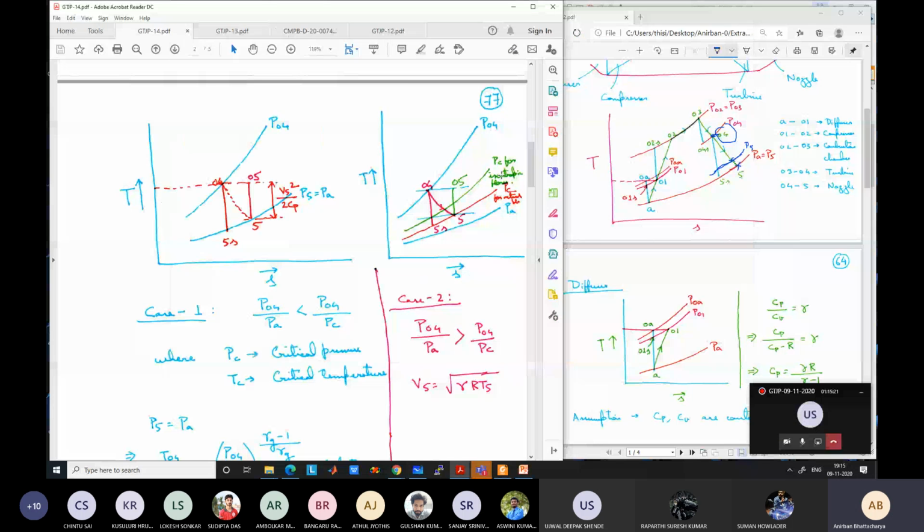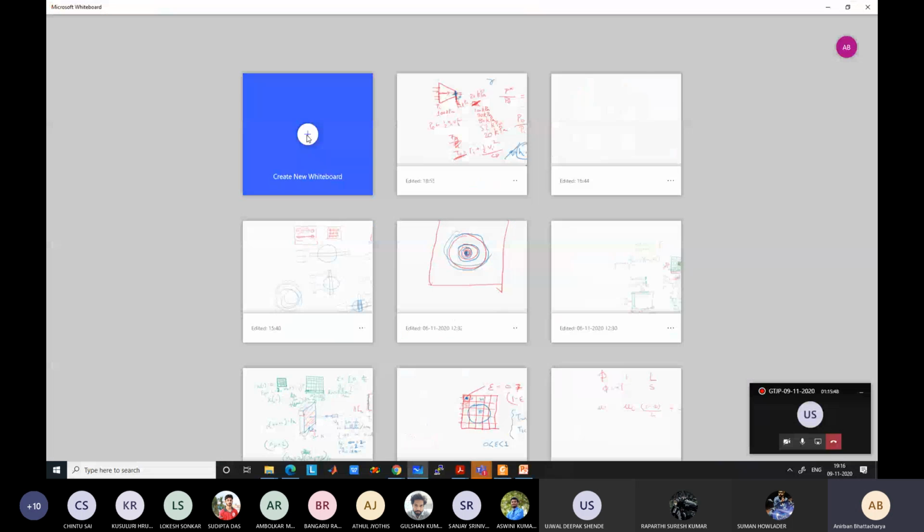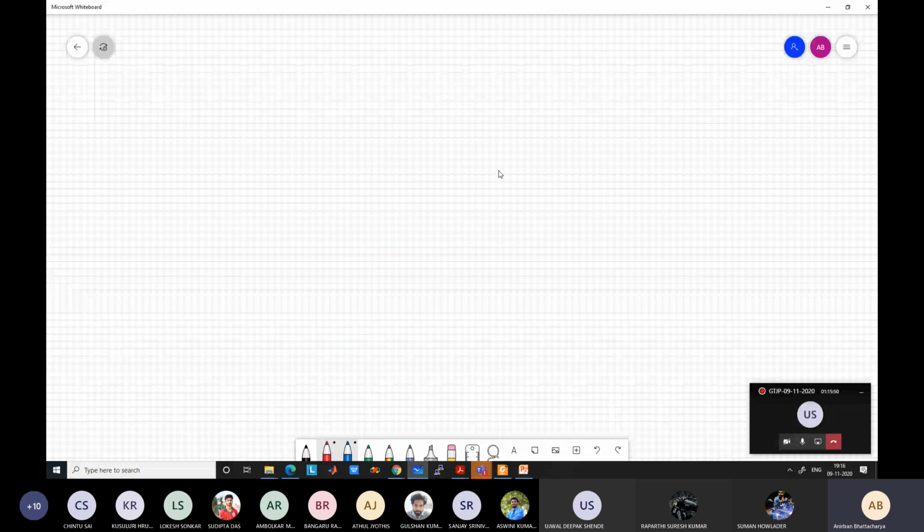So for a convergent nozzle with choked condition, we want to find out the exit conditions for a given efficiency, meaning a non-isentropic nozzle. Isentropic nozzle is easy to find. Non-isentropic case we want to find. Before going into this, let us see how to find it for the isentropic case. You should be able to do this based on the discussion so far.